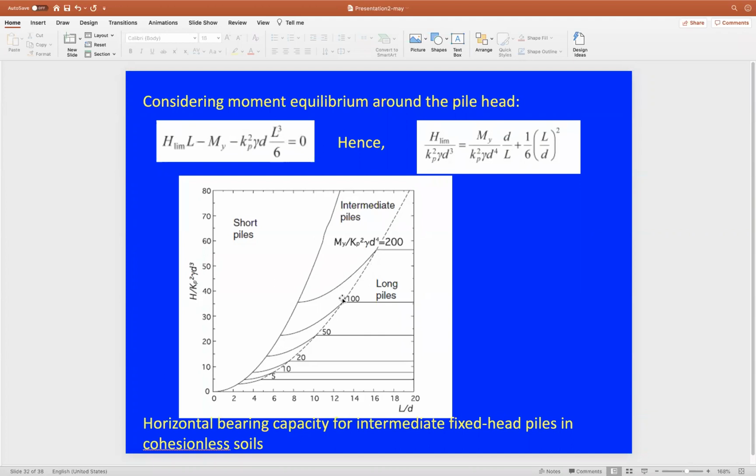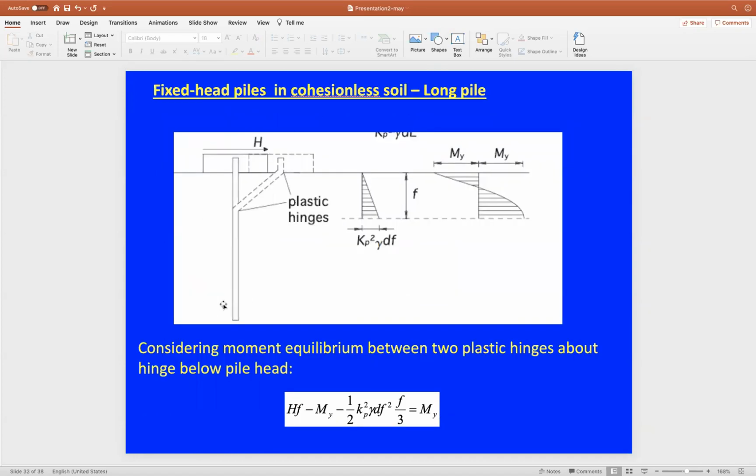So you can use this chart obviously to find the value of H ultimate as well. And for the long pile failure scenario, we need to take the sum of the forces between these 2 points, and we can take the sum of moments as well on the system about the hinge below the pile head, between these 2 points.